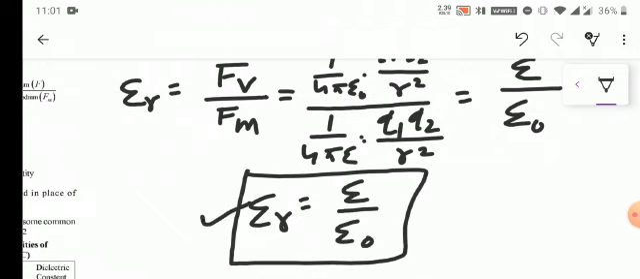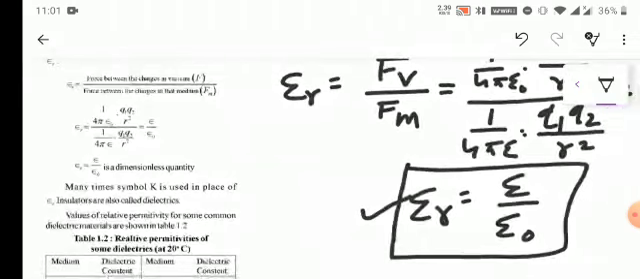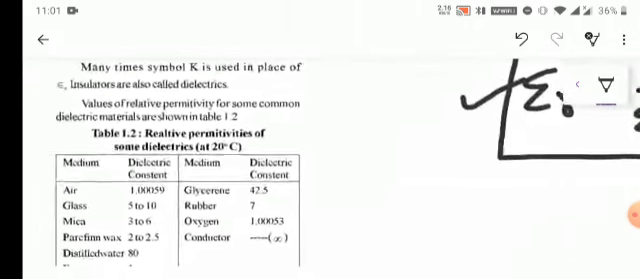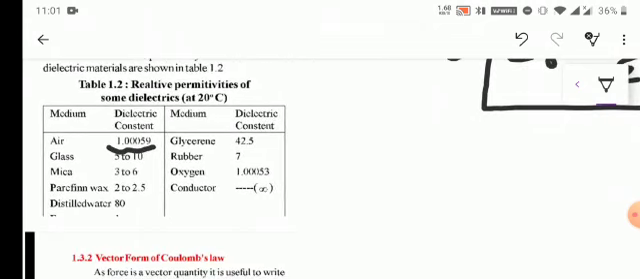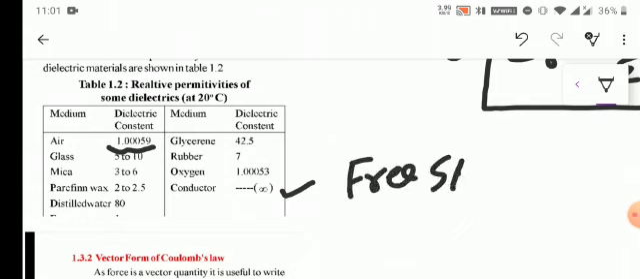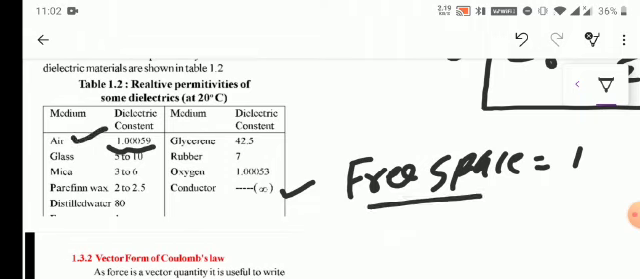Now the relative permittivity is different for different media. For air, the relative permittivity is 1.0059, for a conductor it is infinite, and for free space it is almost 1. So air and vacuum, or free space, are almost the same at 20 degrees Celsius. These are the terms related to relative permittivity.